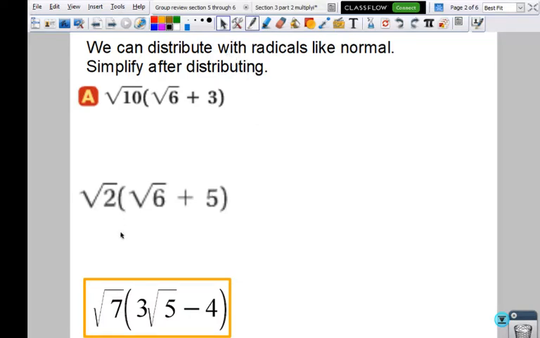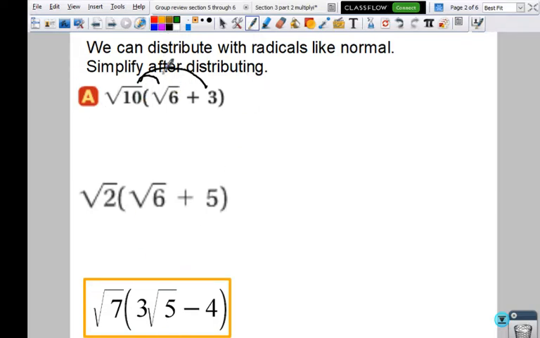Okay, so we are going to be multiplying radicals today, which we've done before, but they're going to be a little more complicated. On part A here, I got square root 10, and then in parentheses, square root 6 plus 3. Gabe, remember what we do when we have something outside parentheses? Distribute, which is the mathematical way of saying multiply. So we're going to multiply both of these. Can we add these together right now? No. So we're going to distribute.